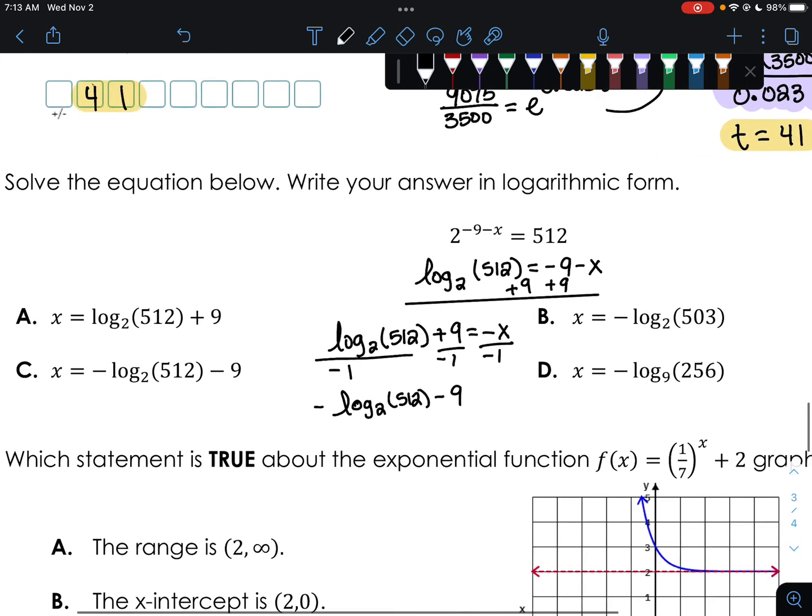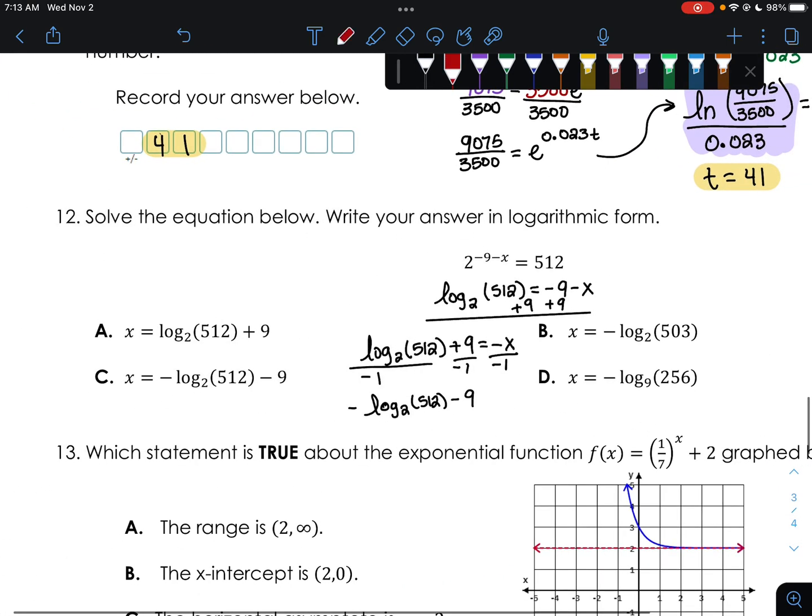So we look at our answer choices. We can eliminate answer choice D because it has a base of 9. We can eliminate answer choice B because it says 503. Okay, so then we just look at A and at C, and we need them both to be negative, so C would be our correct answer.